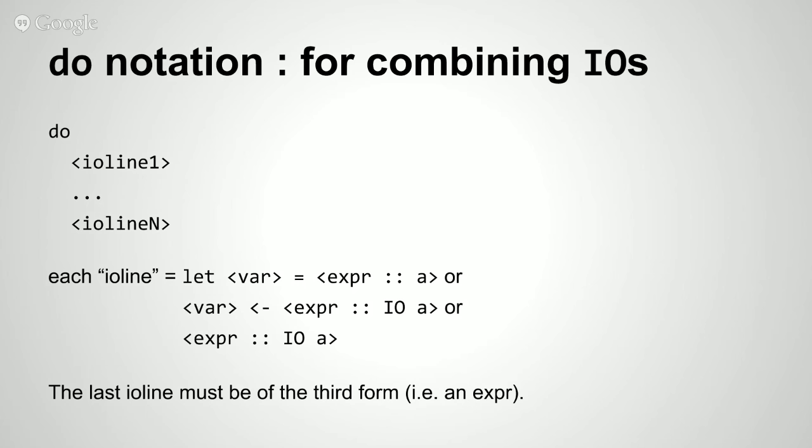And you'll see examples because it's hard to explain without showing it. And then finally, you can just have a bare expression of type IO a. And the last IO line has to be of the third form, because the only reason you would bind a variable to an expression is to use it in a later form, and so it doesn't make sense to bind it to something that would just be thrown away.